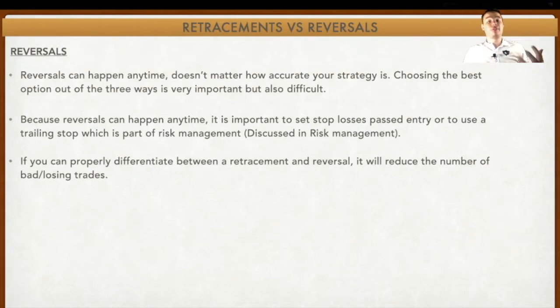Now, if you can properly differentiate between a retracement and a reversal, it will reduce the number of bad trades. Because remember, if you sell and it's making higher highs and higher lows, you're dealing with retracements, and then you see a reversal happen, you're still in profit but not as much. You can then close the trade manually and you'd still make profits. It's not like retracements happen and then a reversal happens and you're still in the position and then it goes past your entry and hits your stop loss.